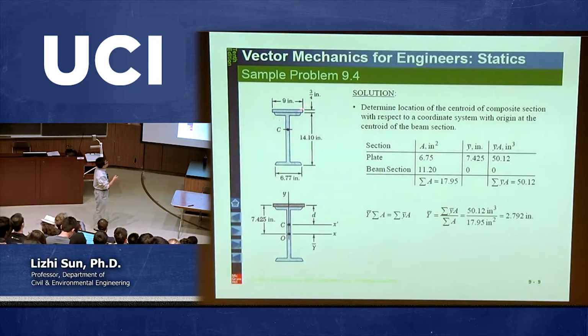What is the area of this plate? That's very simple. That's going to be 3/4 times 9. So 3/4 times 9 is 6.75. And the unit is inch squared, because we have inch by inch. Okay, so that's simple enough.